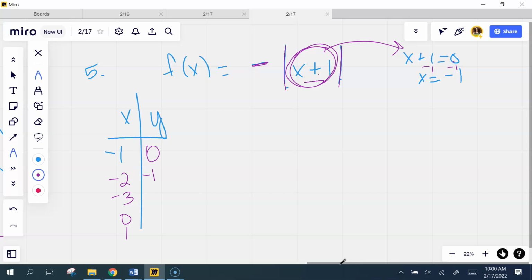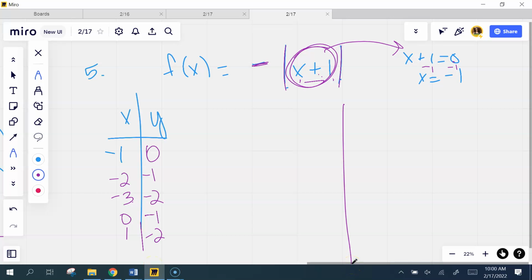I understand why this one was confusing for sure. If I put -3 in here, -3 plus 1 is -2. The absolute value of -2 is 2. Now do the negative of it. 0 plus 1 is 1. Absolute value of 1 is 1, but now make it negative. And then same with 1 becomes -2.